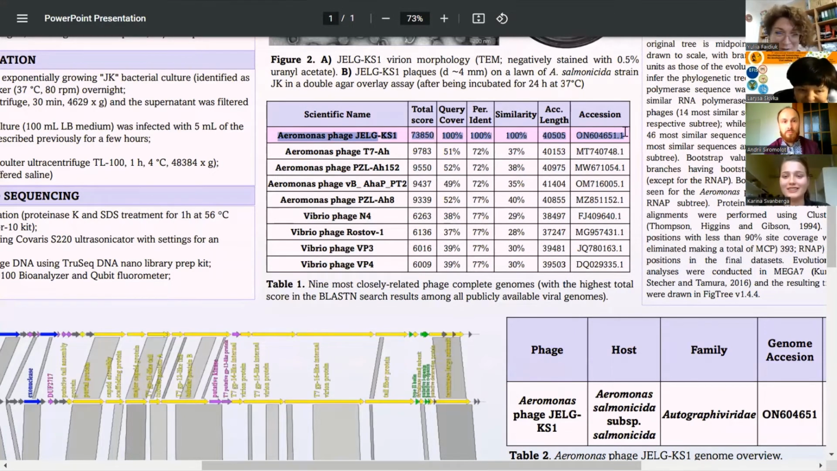Okay, so this low similarity, 72, yeah, I think it can be new. Yeah, it's calculated by multiplying the coverage and identity. So this by this is this. Okay, thank you. Good job.